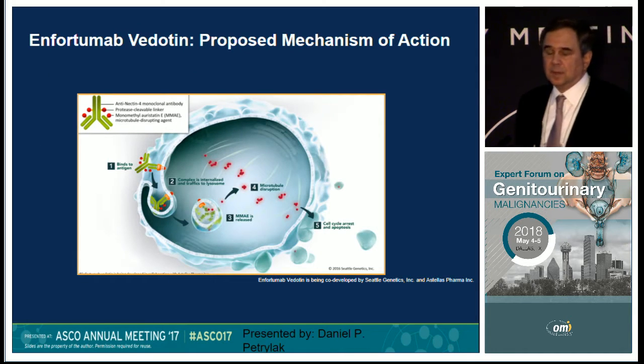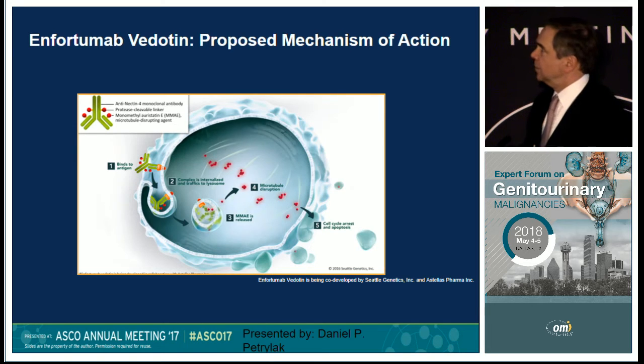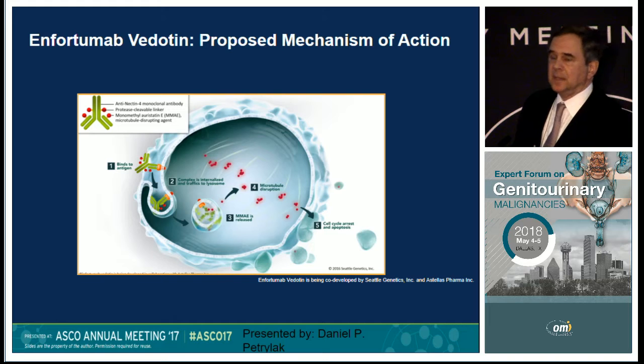So the first drug I want to discuss is Enfortumab vedotin, which is an ADC that's comprised of an antibody to Nectin-4. Nectin-4 is overexpressed in metastatic urothelial carcinoma. In fact, more than 90% of specimens will express this. It's linked to MMAE, which is an antitubulin agent, and this, of course, enters the cancer cell, is cleaved, and then MMAE can cause its cytotoxic effect.